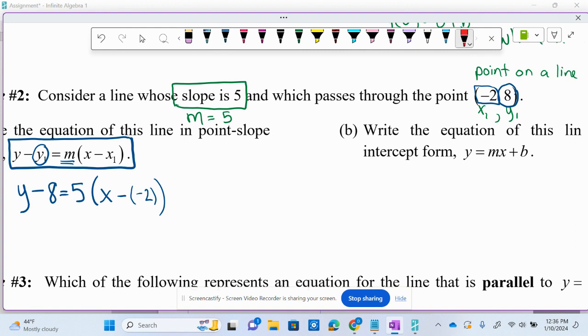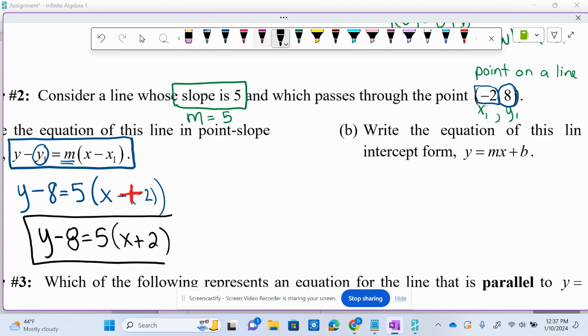Can I show you what I do? I know that minus and negative is the same thing as plus, so I just turn this minus negative into a great big plus. Just one plus. So I'm going to rewrite it so you can all see it: y minus 8 equals 5 times x plus 2. This is in point slope form. All we did was plug in the slope and the ordered pair. That was super easy, right?